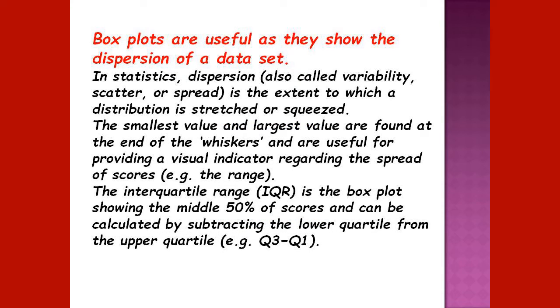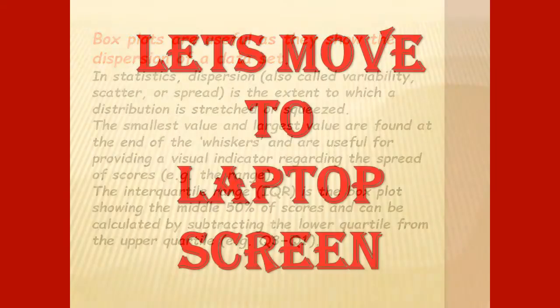Box plots are useful as they show the dispersion of a data set. In statistics, dispersion is the extent to which a distribution is stretched or squeezed. The smallest value and the largest value are found at the end of the whiskers and are useful for providing a visual indicator regarding the spread of scores. The interquartile range is the box in the box plot showing the middle 50% of the scores and can be calculated by subtracting the lower quartile from the upper quartile.